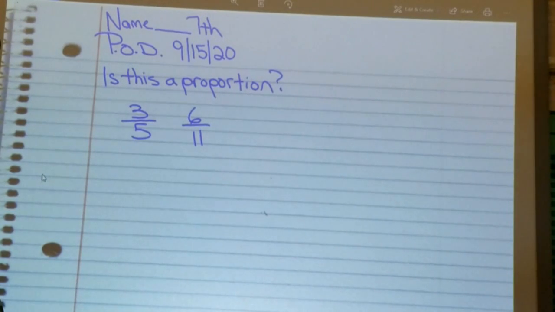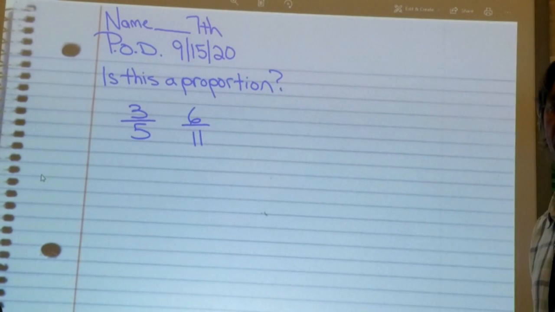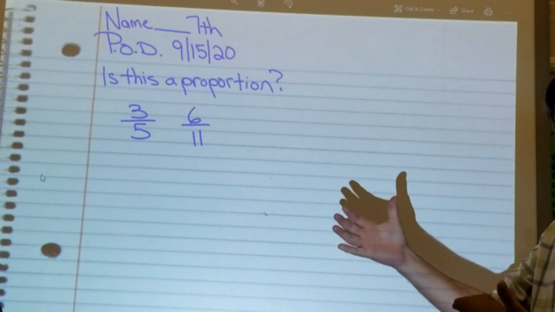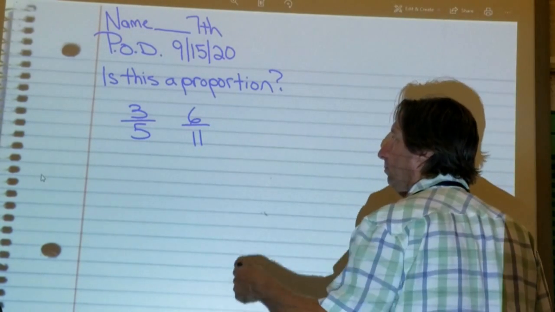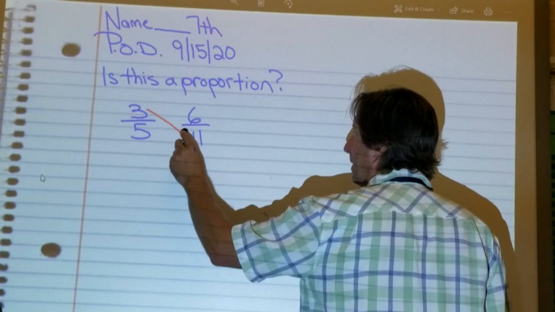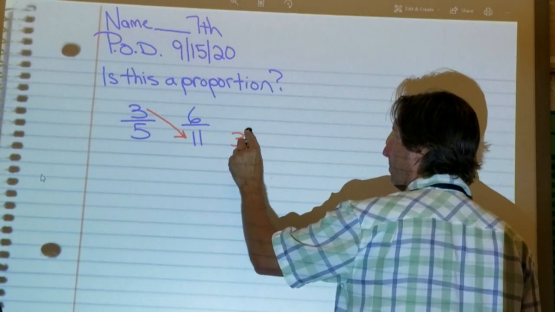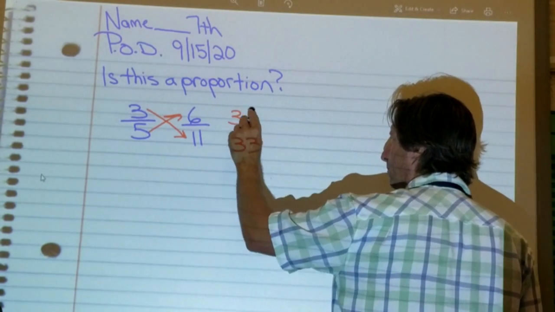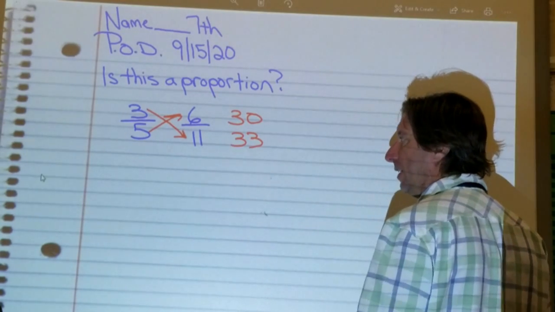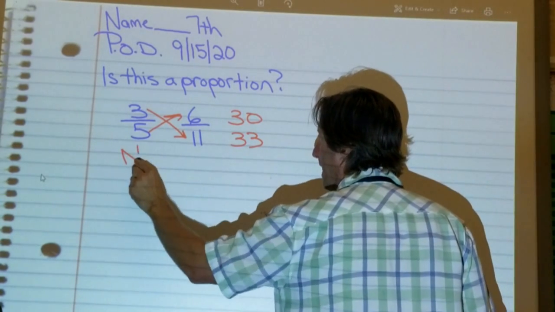All right, so checking for a proportion. You're checking to see if these fractions are equal to each other. And the way we do that is cross multiplying. So I would do 3 times 11 is 33. 5 times 6 is 30. Those numbers are not the same, so no, this is not a proportion.